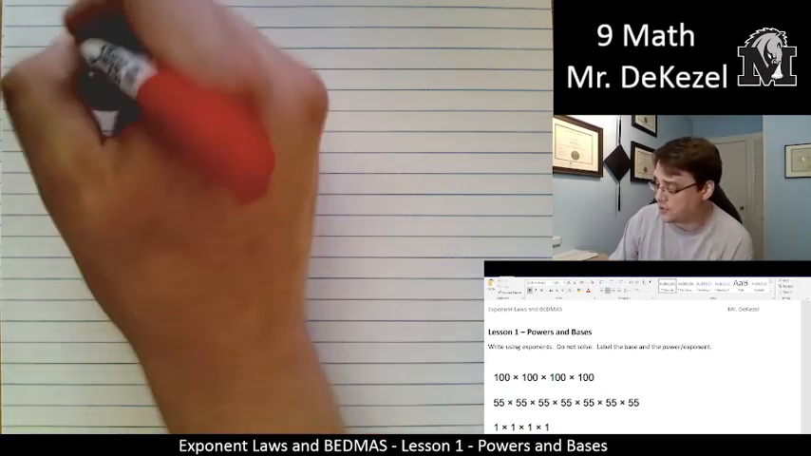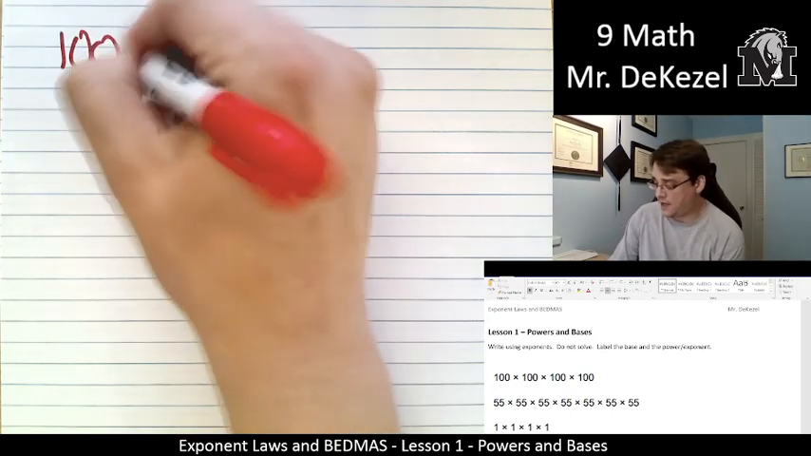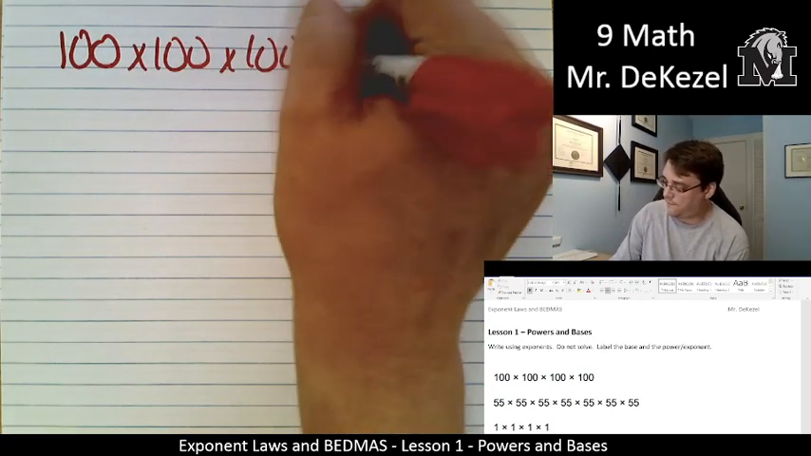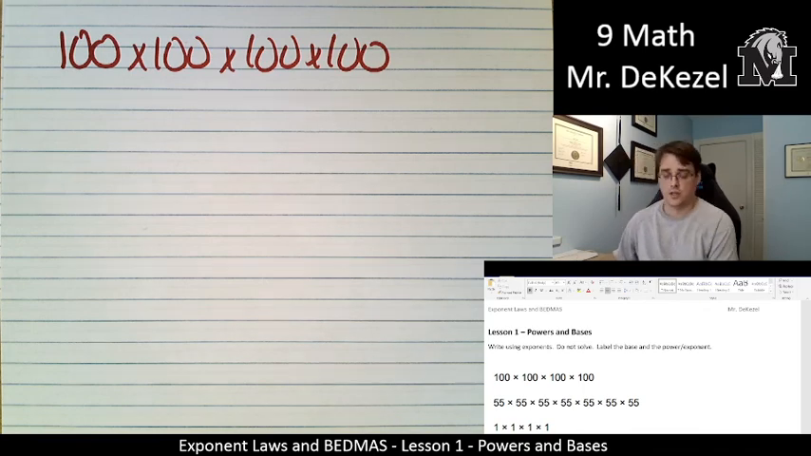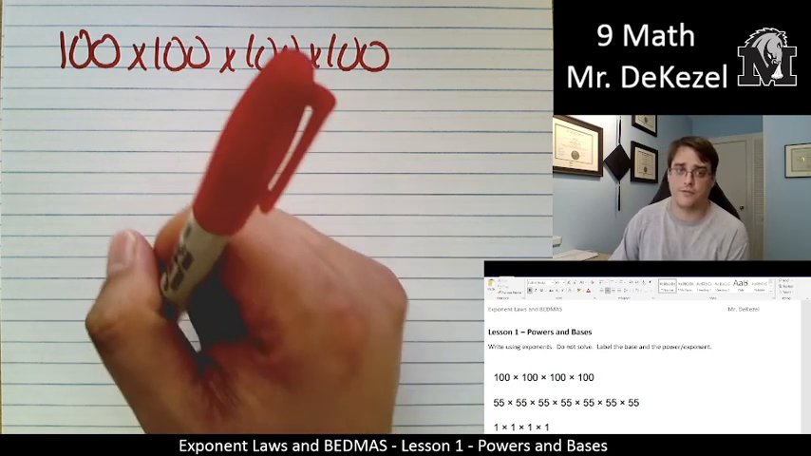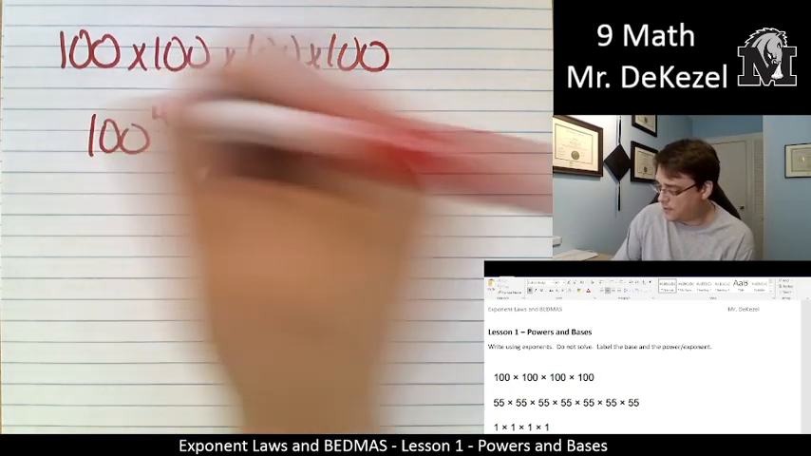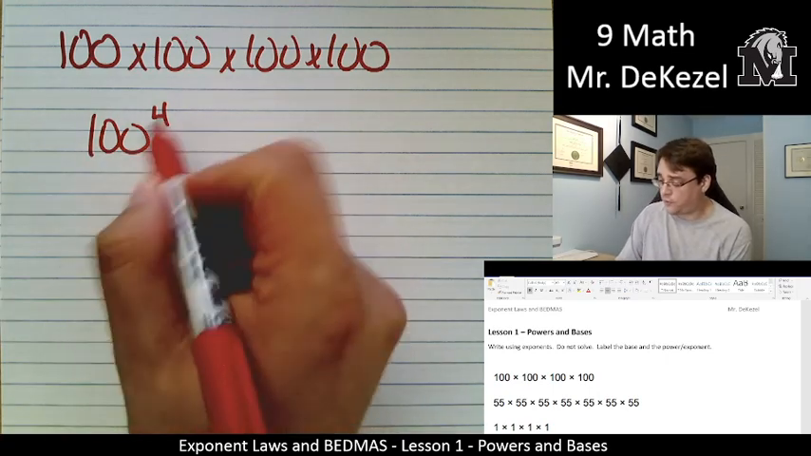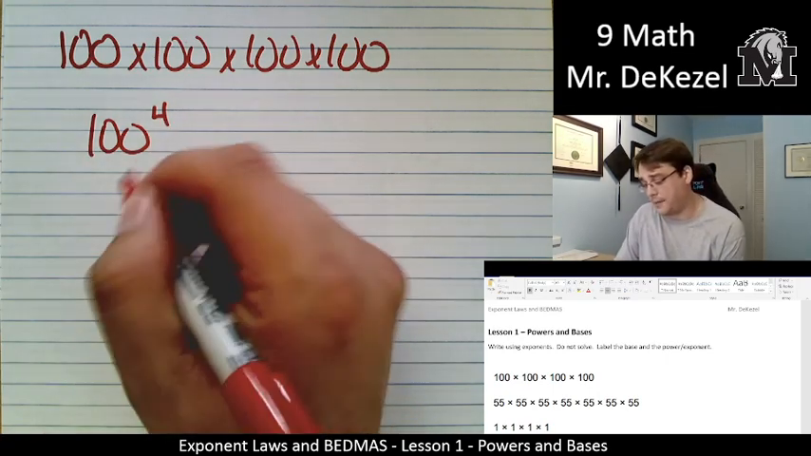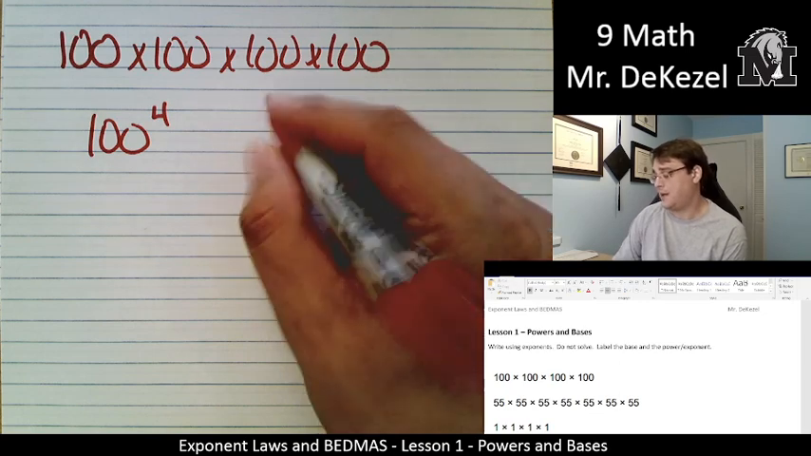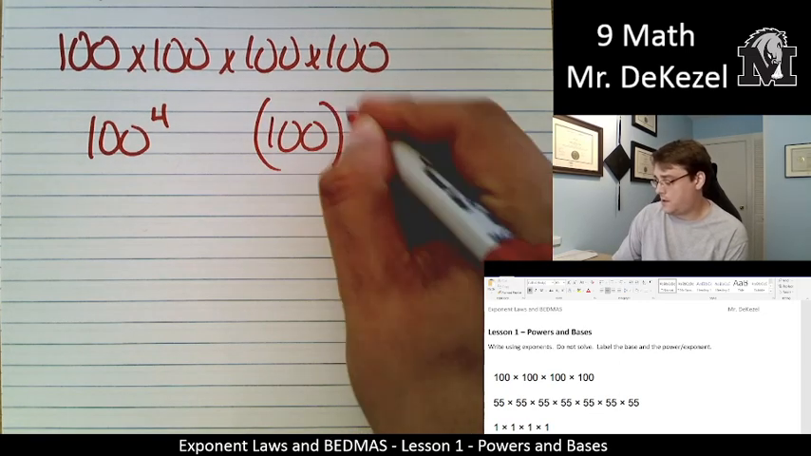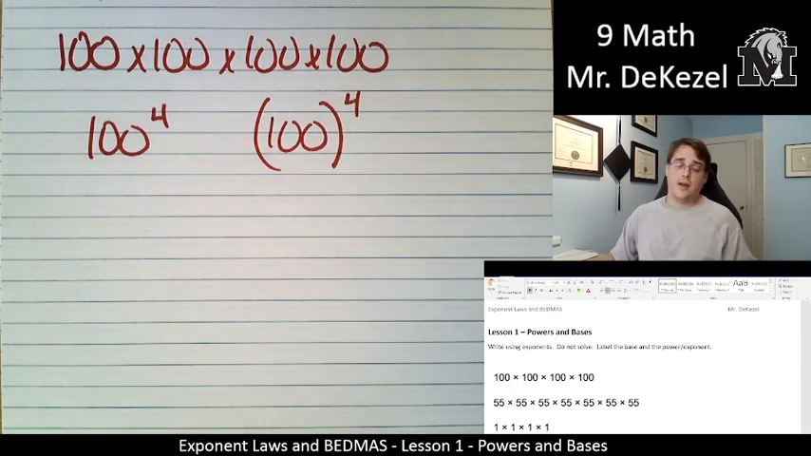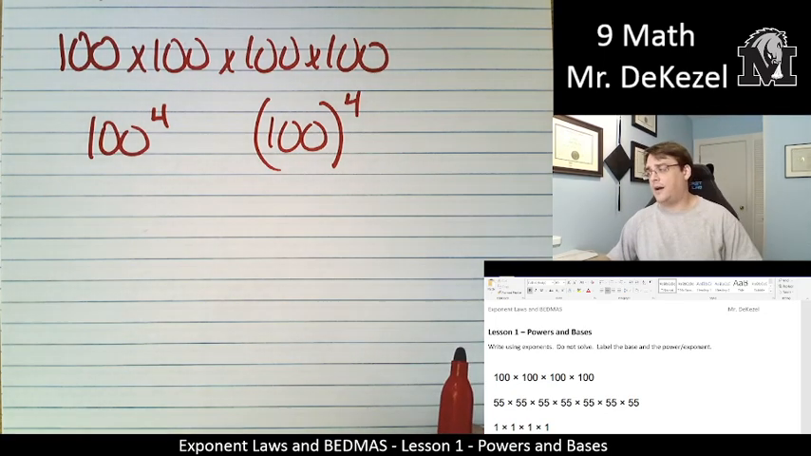We have 100 here, multiplied by itself 1, 2, 3, 4 times in the first question. And that means that we are going to be able to raise it to the power of 4. 100 to the power of 4. You can write it like this, where the 4 is very clearly smaller than the rest and up in a superscript type area. You can also write it like this to make it very clear. And I may do that from time to time when we get more complicated parts of this lesson.